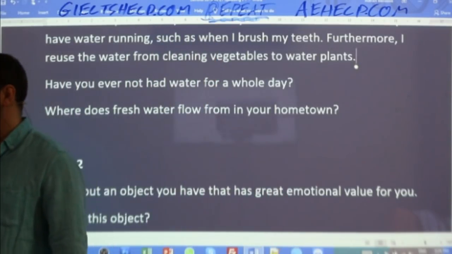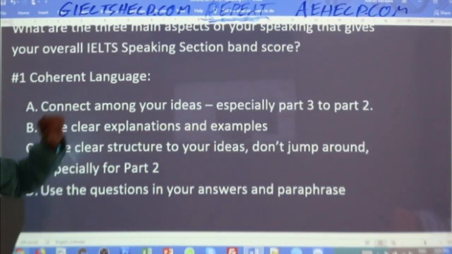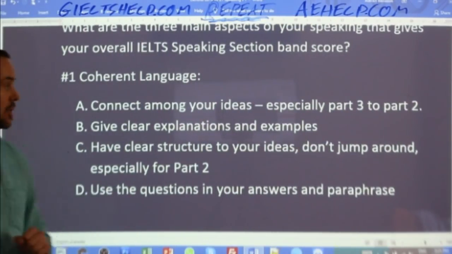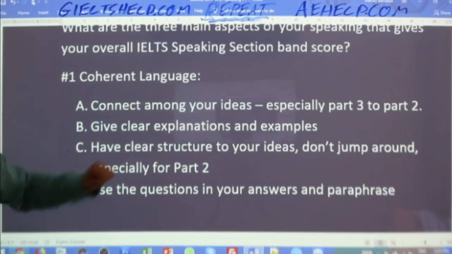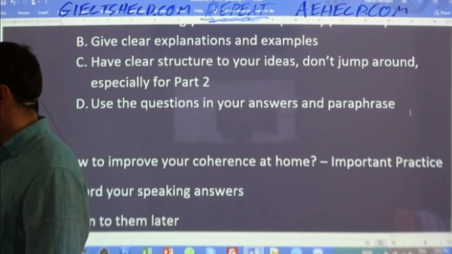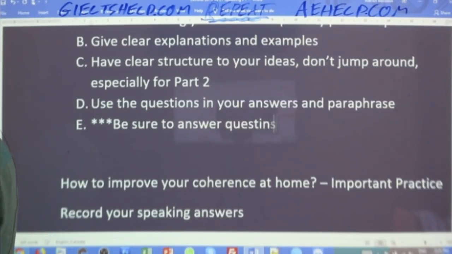Pay attention to coherence and complexity. That is the target of today's lesson. Remember, coherent language is the most important aspect of your IELTS speaking mark. Connect your ideas. Give clear explanations and examples. Have clear structure. Use the questions in your answers. And from what we learned in this class and that I taught you, be sure to answer questions directly.